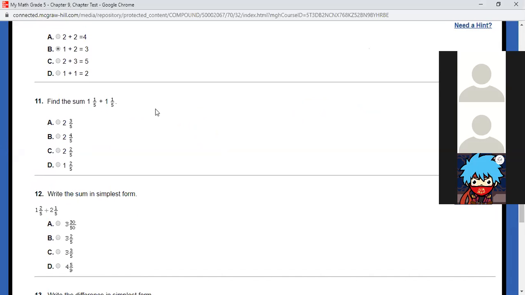All right, next one, find the sum. And this one we're not estimating, as you can see. So how do I add mixed numbers? How do I add mixed numbers?